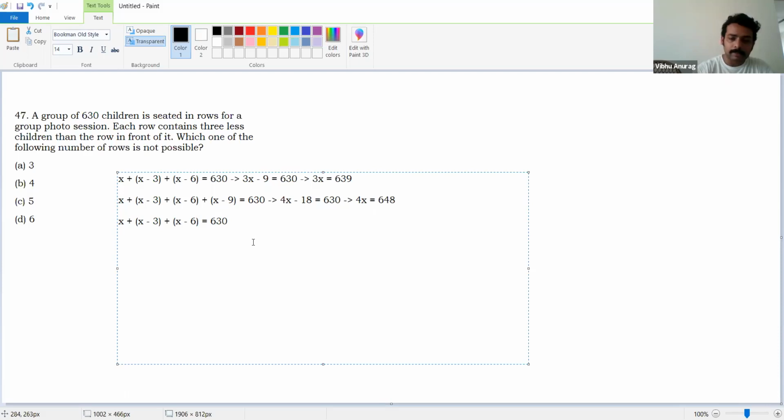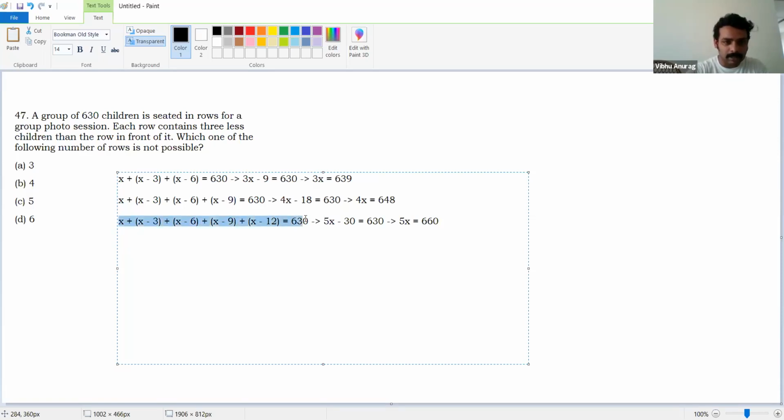Then do the same thing. Add a 5th row, check whether it's possible. So you have x minus 9 and x minus 12. So 5x minus 18 and 12 becomes 30 is equal to 630. 5x is equal to 660. Is 660 divisible by 5? Yes, so 5 rows are also possible, which means the answer must be D only.